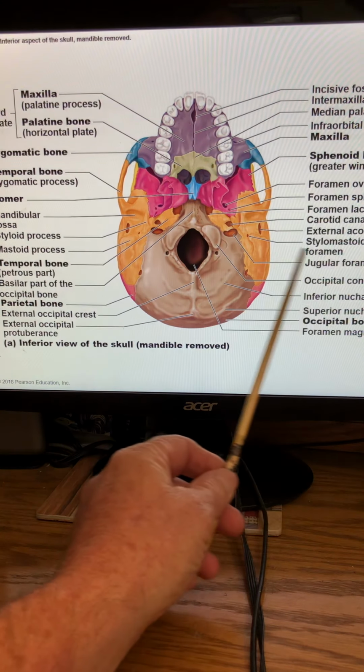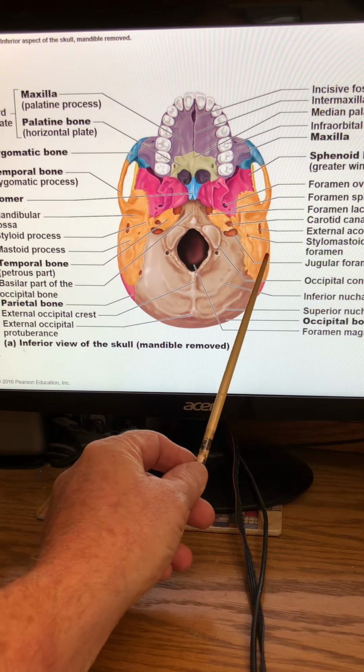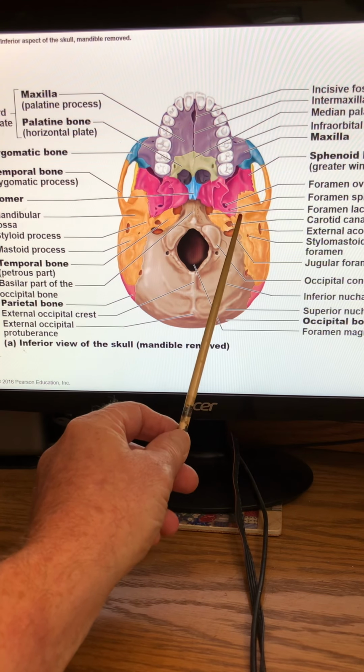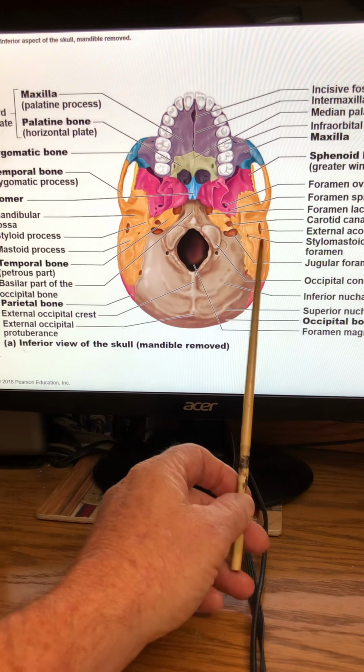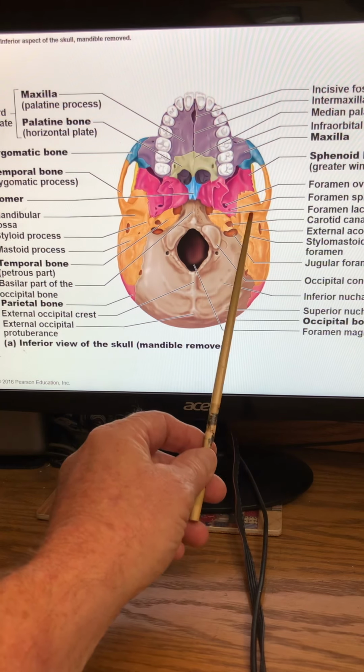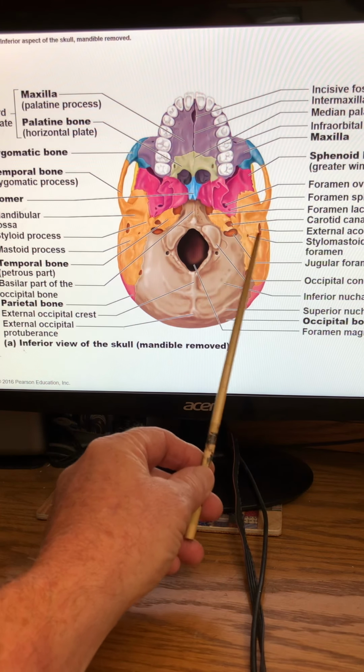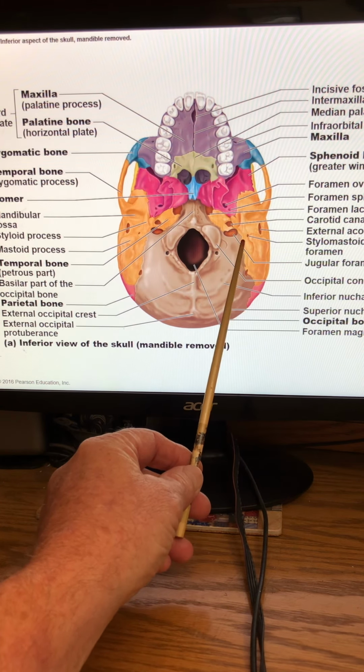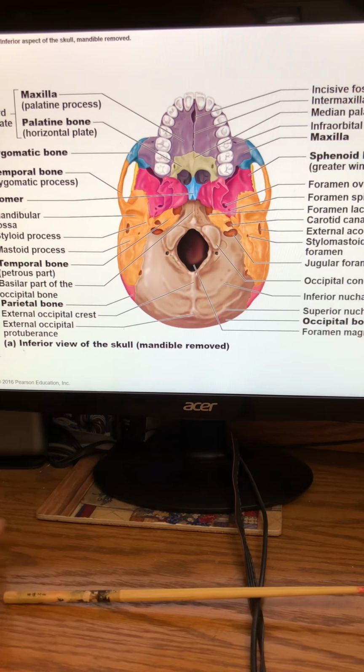stylomastoid foramen. Here's the mastoid process here, and here is the styloid process. If you had seen this 3-dimensionally, you could see that there's a hole between the styloid process and the mastoid process, and it's an easy one to remember because its name is stylomastoid foramen. Foramen obviously means hole, and it's between the styloid process and the mastoid process. So this is the only picture that I can actually show you that one on.